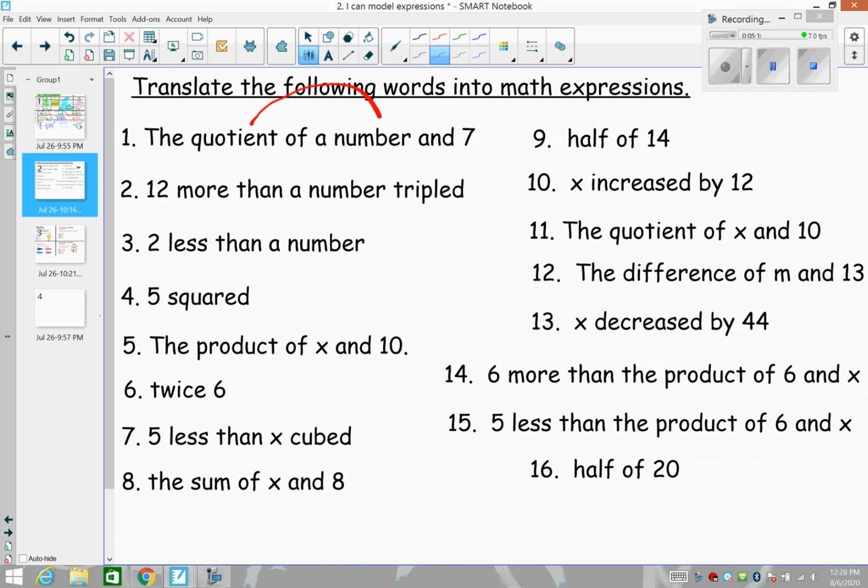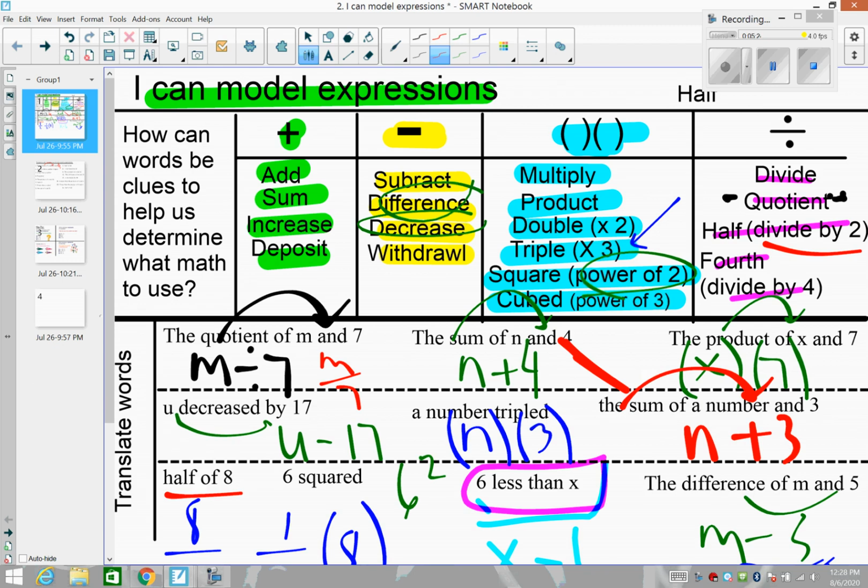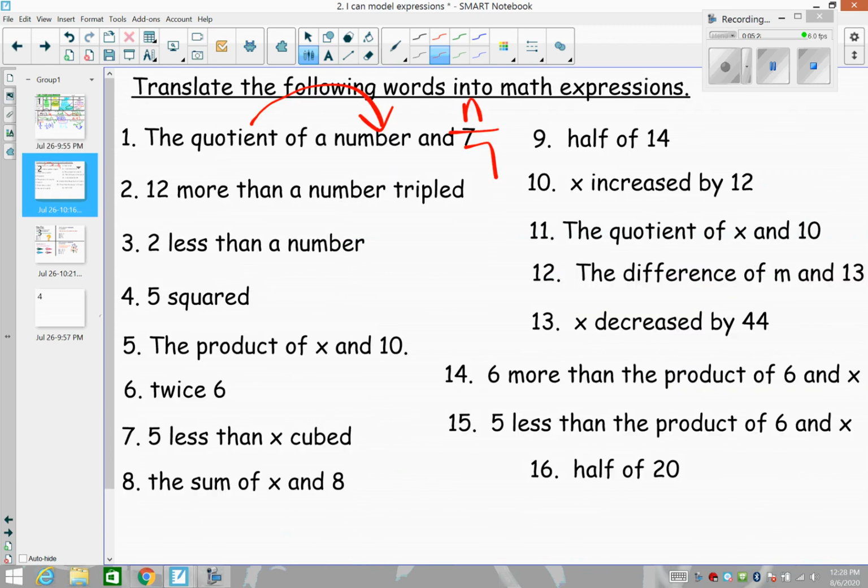Quotient means divide. So n divided by 7. I feel like we already did that one. Didn't we already do that one? Yes, we did. Hopefully you have it.